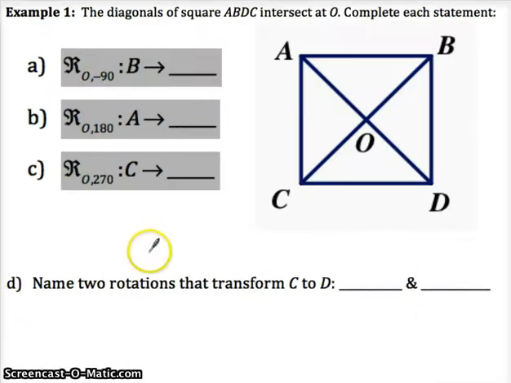All right, so here are some actual problems. O is supposed to be the center, and we're going to rotate around point O in all of these. What if we rotated negative 90 degrees? So we're going to spin this whole figure negative 90 degrees, which is 90 degrees clockwise.